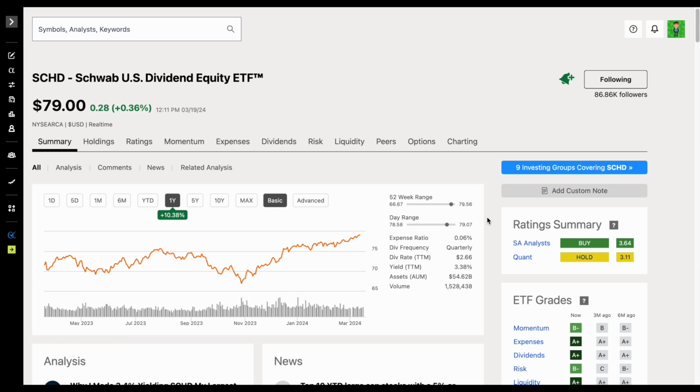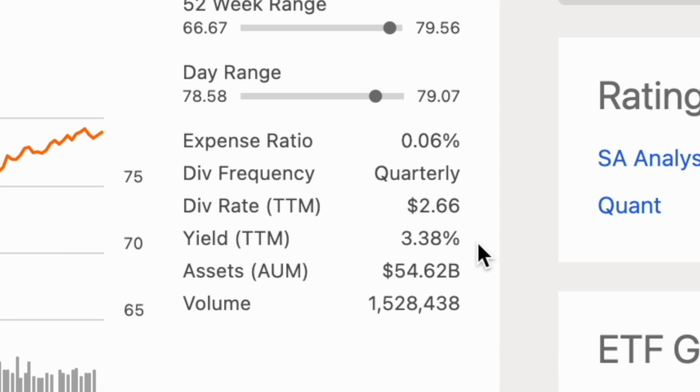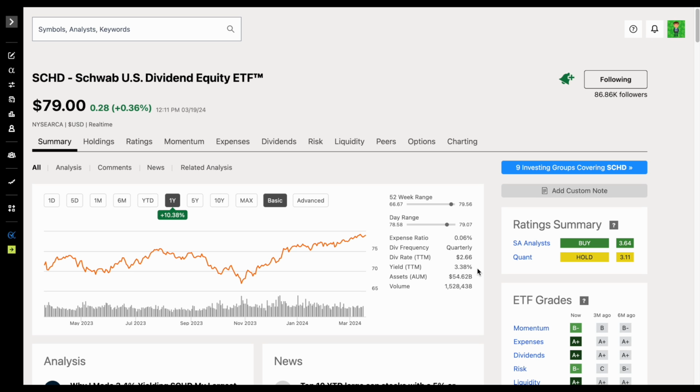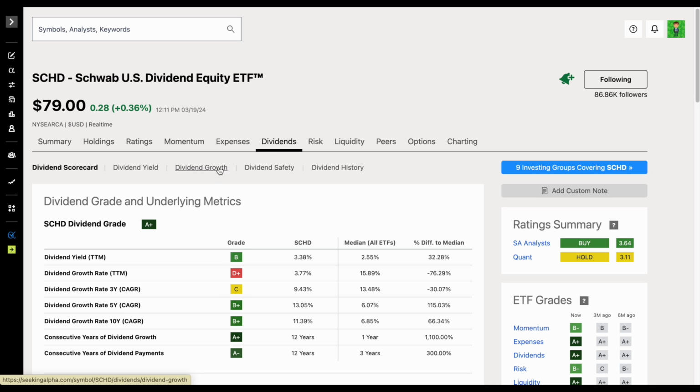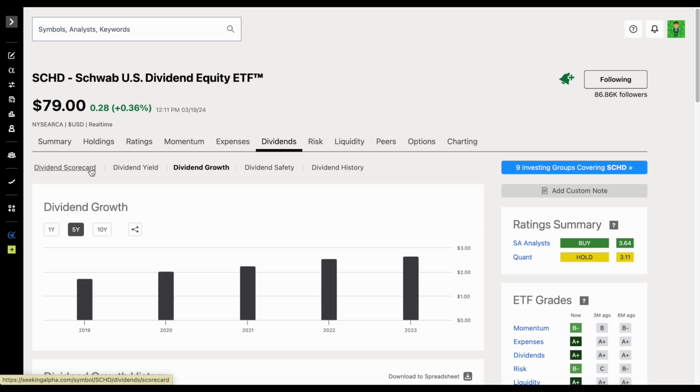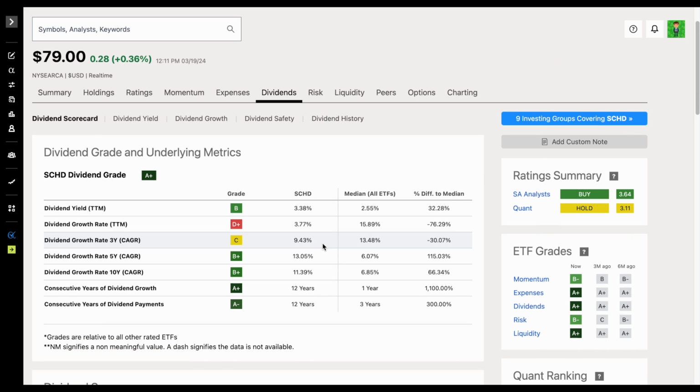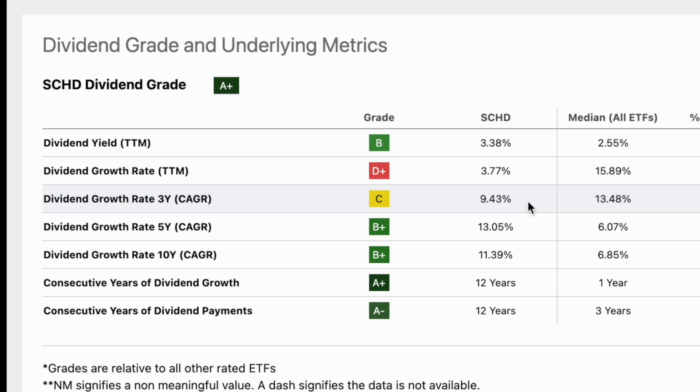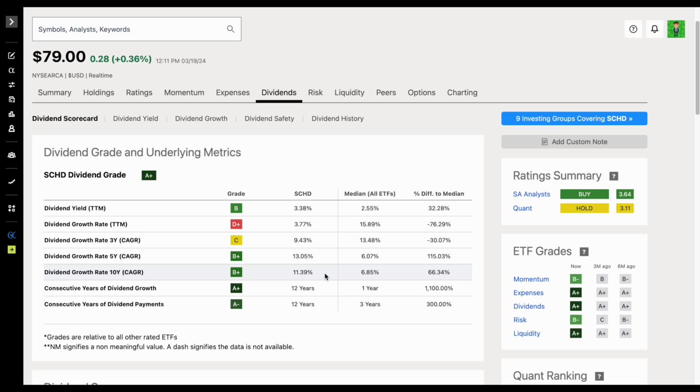But here's what's really impressive about the fund. The fund has a very solid starting dividend yield, sitting at about 3.38%, and historically speaking, on average, it's been closer to around 3.5 to 3.6%. But despite that high starting dividend yield, the dividend growth from this fund has been absolutely phenomenal. Look at the 3, 5, and 10-year dividend growth rates for this fund. The 3-year comes in at around 9.5%, the 5-year at 13%, and the 10-year dividend CAGR at 11.4%. So this fund has seen phenomenal dividend growth over the past decade.